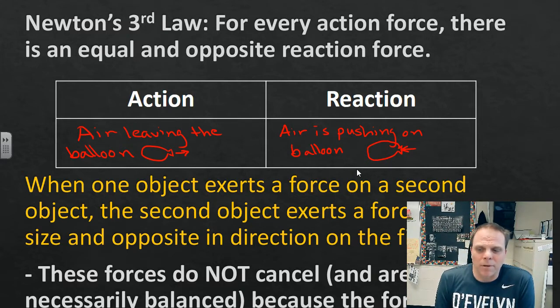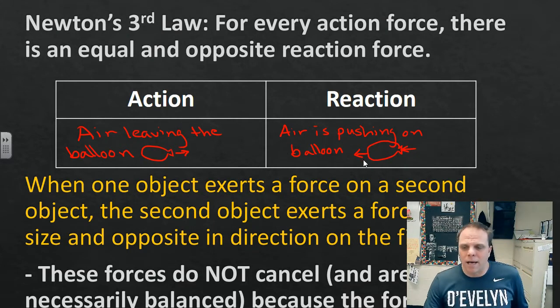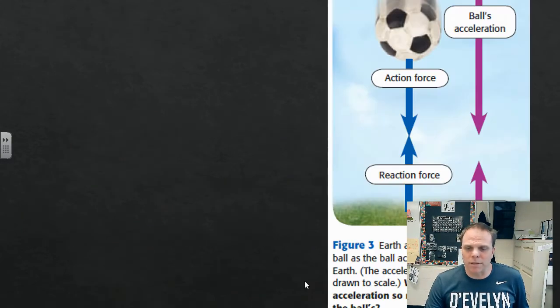And so remember that these forces are acting on different objects. One is acting on the air, the other is acting on the balloon. And because they're not equal, the balloon is going to be moving forward. All right, it's going to be moving in this direction because those forces are not equal to each other. So they don't cancel, they're not balanced. In this case, they are acting on different objects, and so we actually have motion.